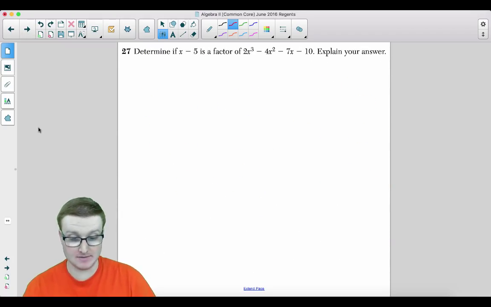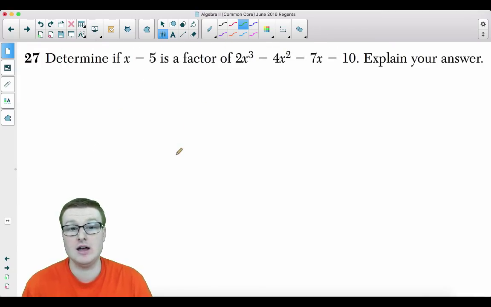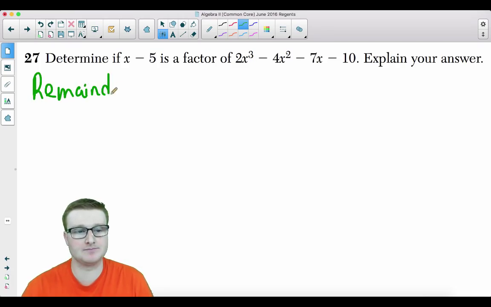Moving on to number 27. Okay, so I'm going to show you two ways to do this question. Determine if x minus 5 is a factor of 2x to the third minus 4x squared minus 7x minus 10, and then explain your answer. So there are two ways that I'm going to show you. I'm going to show you method 1, which is called the remainder theorem.